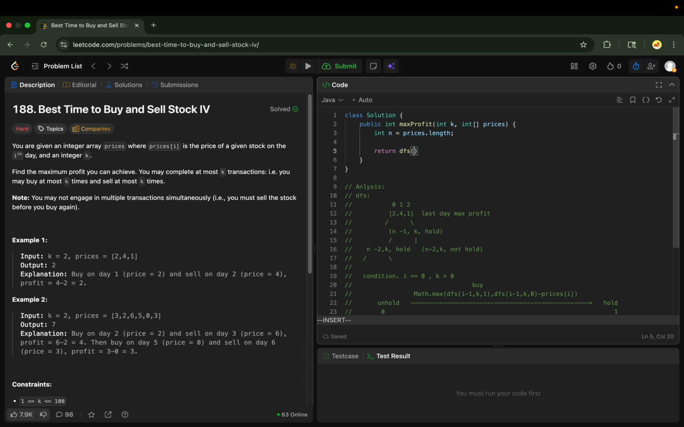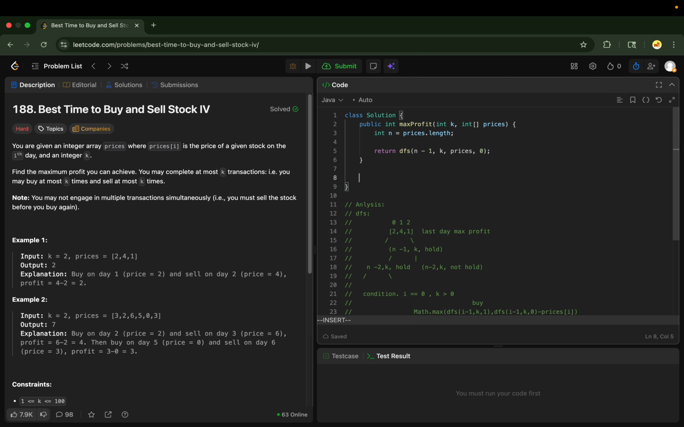Return the DFS, start from the last one. Okay. Let's hold. Hold should be 0. Prices, int hold.